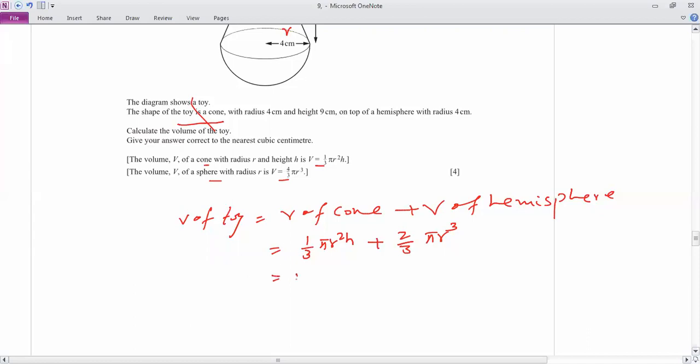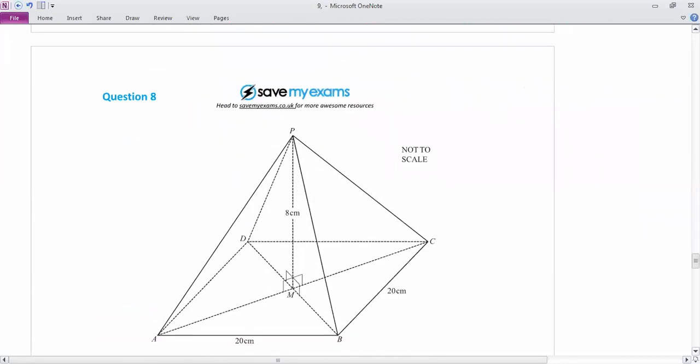You can say 1 over 3 into 3.142 into r is 4, so 4 square into 9, plus 2 over 3 into 3.142 into r is 4 cube. So just do this calculation, that will give you the volume of the toy. And the answer should be correct to the nearest cubic centimeter. It should not be in decimal, you should round it to the cubic centimeter. Okay, so simple, no problem at all.